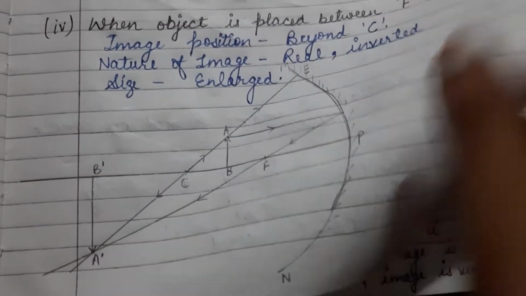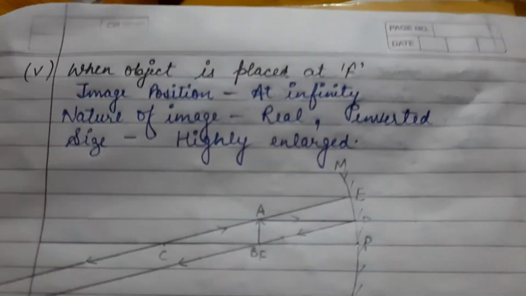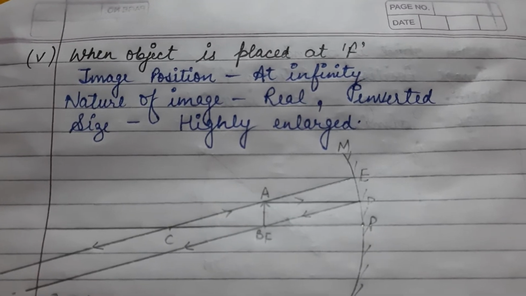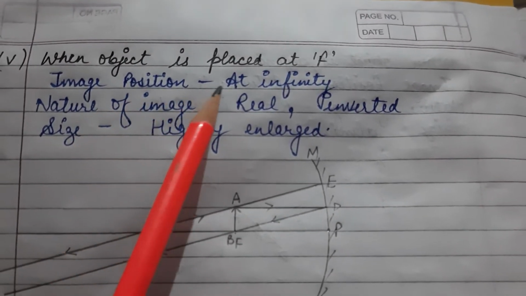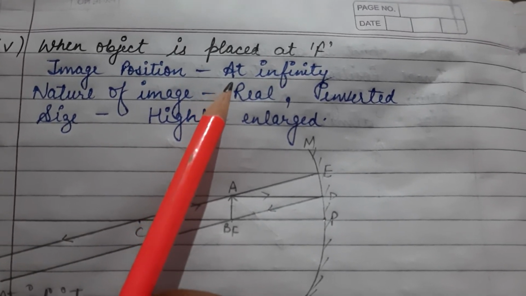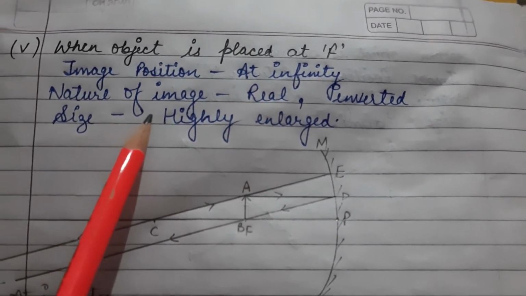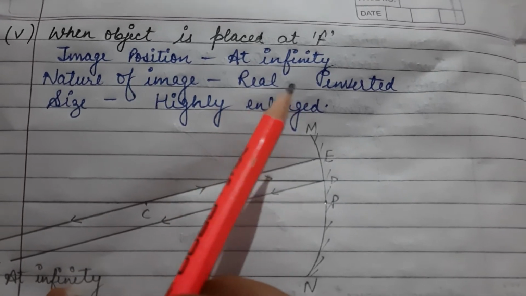Now moving to our fifth case, this one, when object is placed at F, that is focus. What will be the image position? The image position will be at infinity. Nature of image is real and inverted.